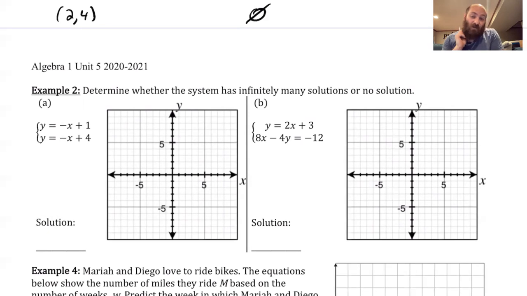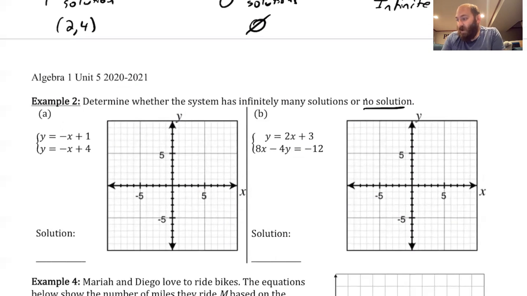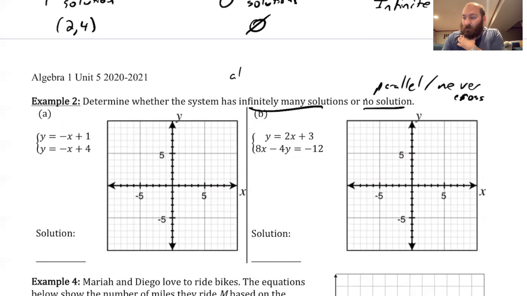Determine whether the system has infinitely many solutions or no solution. So we're going to do this by graphing both of them and see, do they cross? Well, if it's no solution, they are parallel. And that means they never cross. Okay, if they're infinitely many solutions, that means they are always crossing.